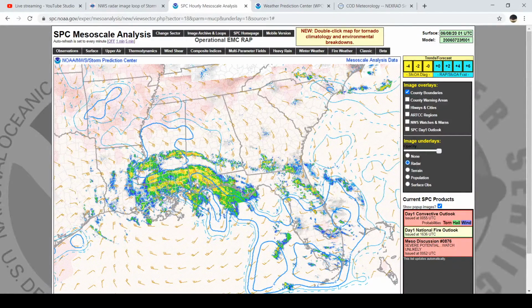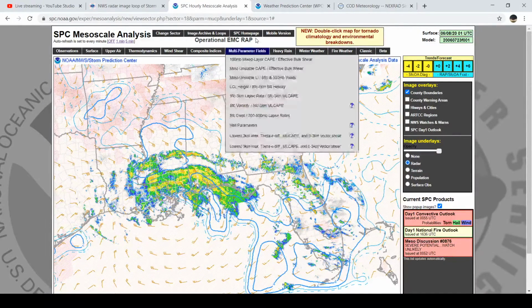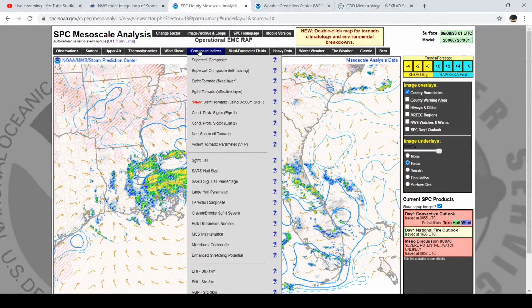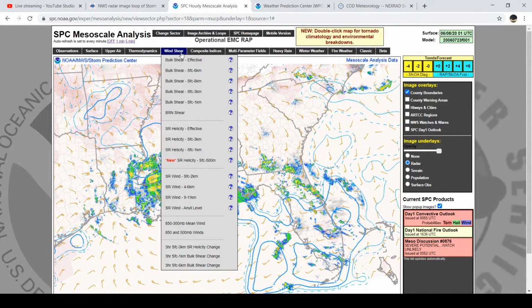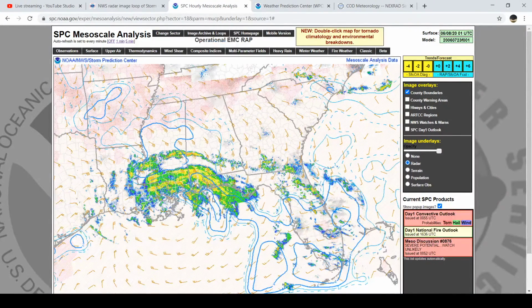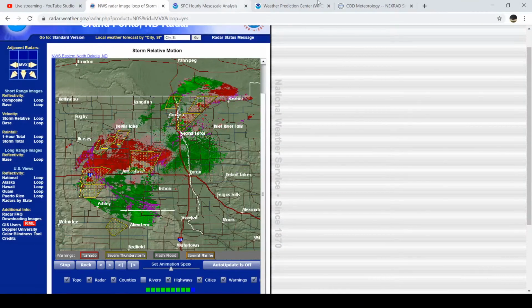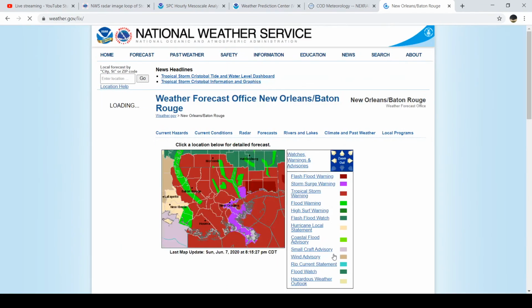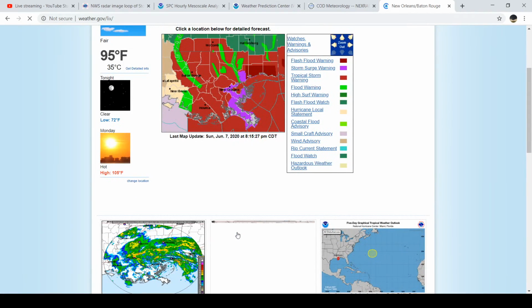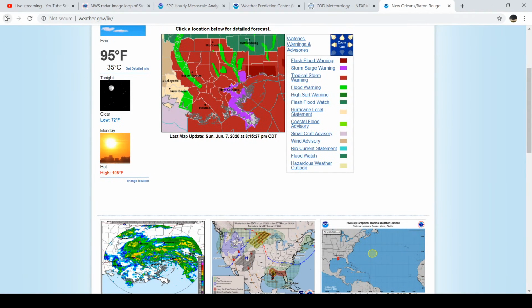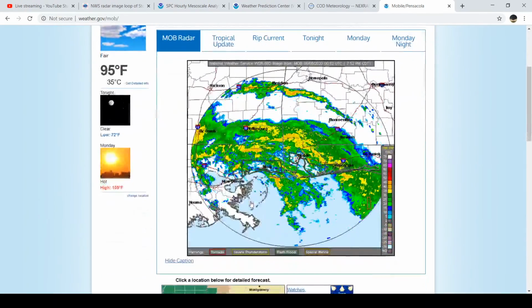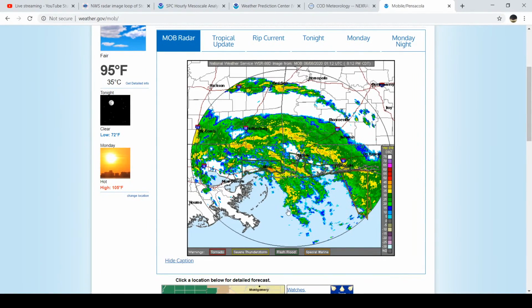Our supercell composites are greatest in this region. So yes, there definitely is a chance of these storms producing a quick, brief spin-up tornado through this region right here. Are there any tornado warnings with it right now? Let's check it out. No current warnings as of right now. Check mobile. Nope.